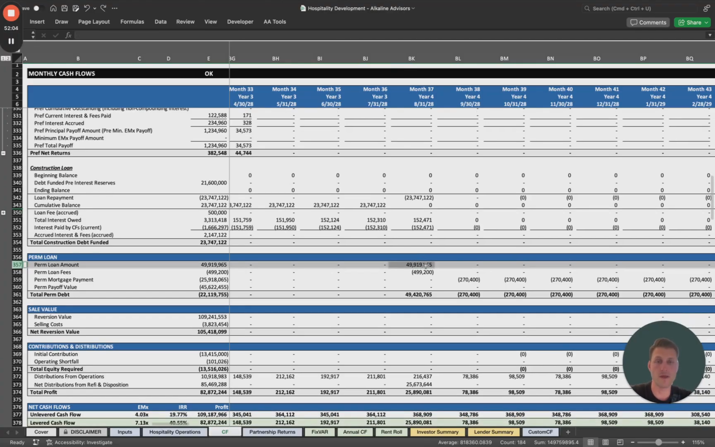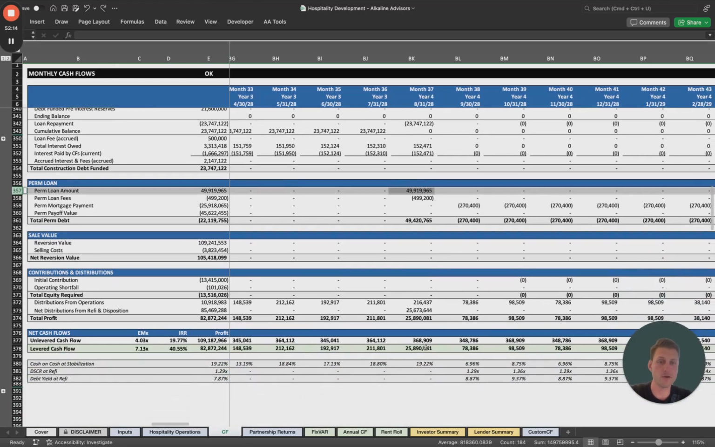And because we are receiving close to $50 million in perm loan proceeds, and we only have to pay off close to $24 million in loan repayment at a construction loan level, we have a distribution at a refi, a capital event essentially, of 25.6 million. And then you'll see we still have 216,000 in terms of distribution at operations.